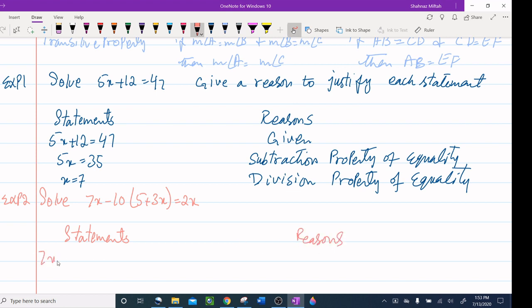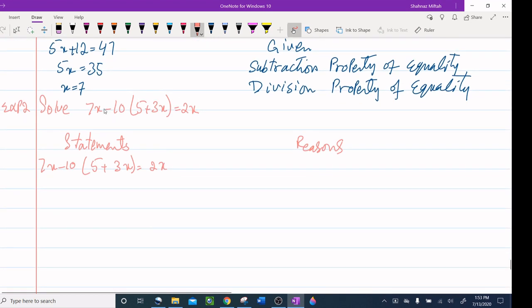So I have 7x minus 10, 5 plus 3x equal 2x. What they would do, sometimes they give you statements, you have to write the reason. Sometimes you have a reason and you write statements. So both ways. This is given.